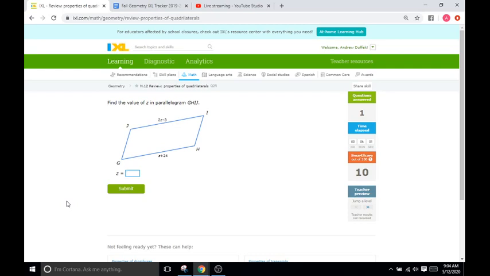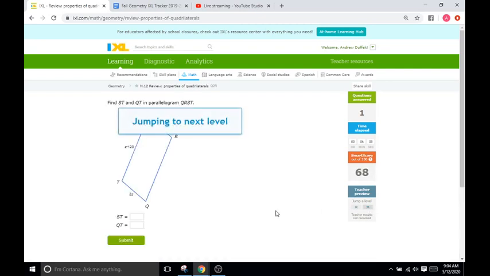Okay, another parallelogram, find z, just set them equal to each other right there. Not a big deal. I'm going to skip all the way to 68. We have another parallelogram here. Okay, so it wants you to find what ST and QT are.